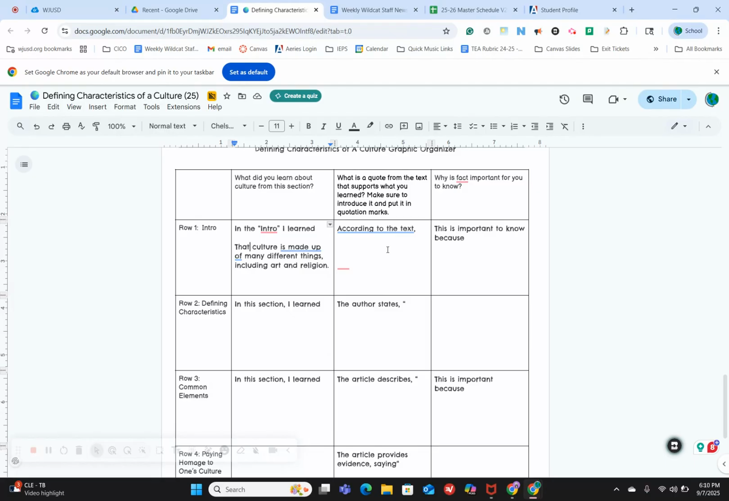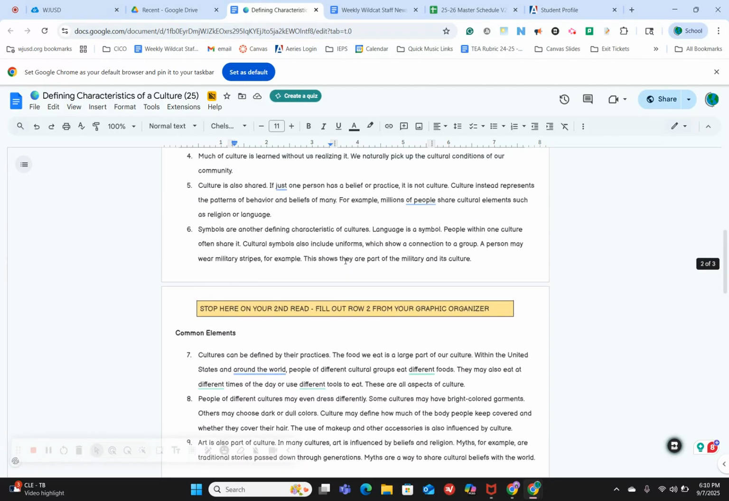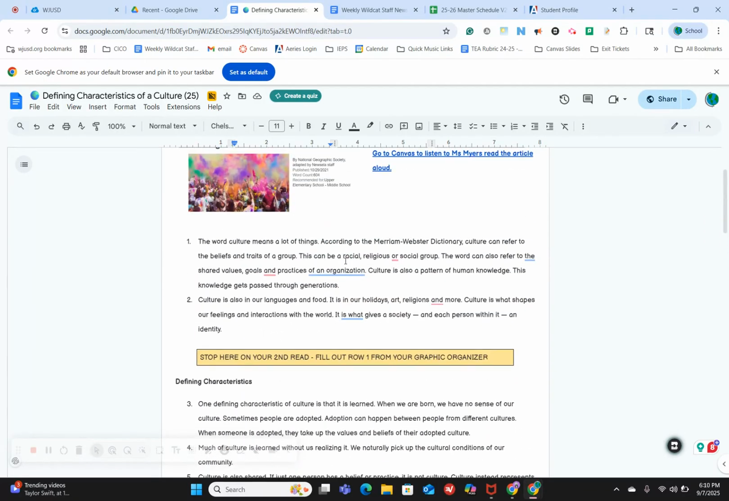Okay, awesome. So now our next part is we're finding evidence according to the text. So I'm going to go back and look at my section. And here I want to copy a sentence word for word from the text that proves that I didn't just make up that thing that I said I learned. So for this first one, I picked this sentence right here: that culture is also in our languages and food. It's our holidays, art, religions, and more. I'm going to copy it down word for word on my chart.